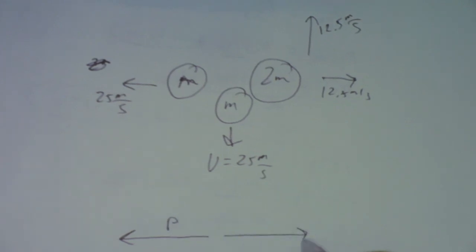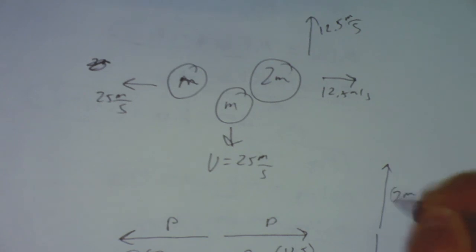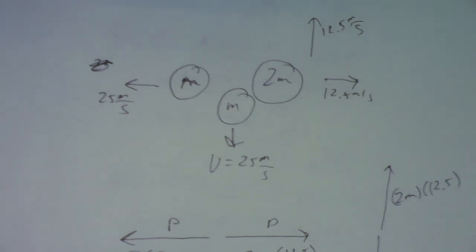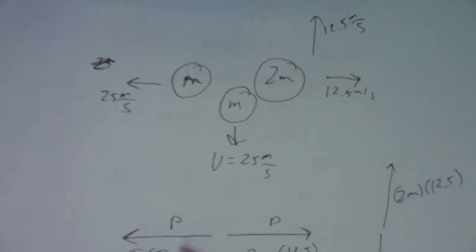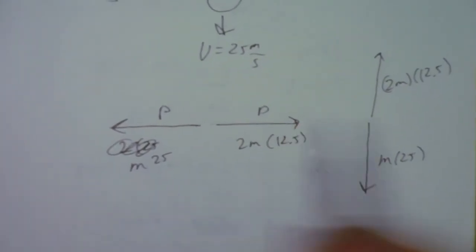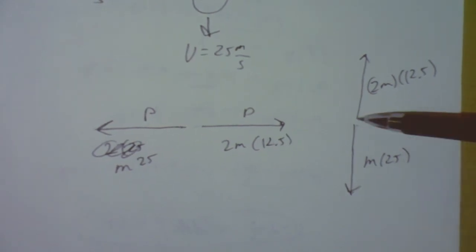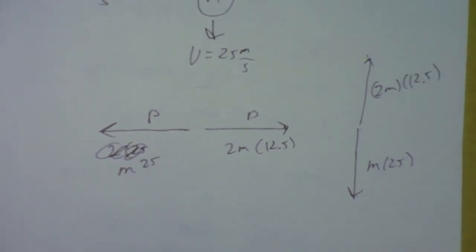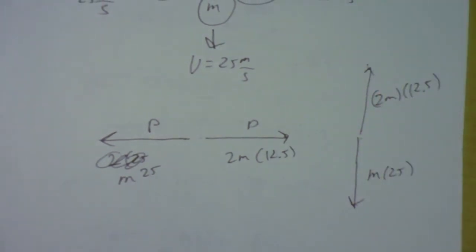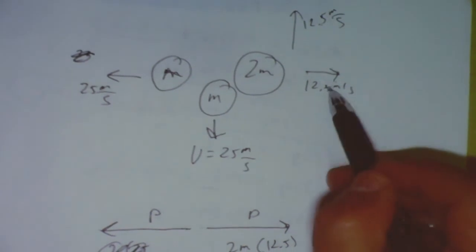We've got the same momentum this way as this way. This is m moving at 25. This is 2m moving at 12.5. It's the same amount. Same thing up and down. They tell us this is m moving at 25. This has to be 2m moving at 12.5. So really we're using conservation of momentum. Whatever's this way is balanced by whatever's that way. Whatever is down, which they tell us, has to be equal to whatever's up. And then it works out that this has to be 12.5 and this has to be 12.5. So this is the x part, this is the y part.